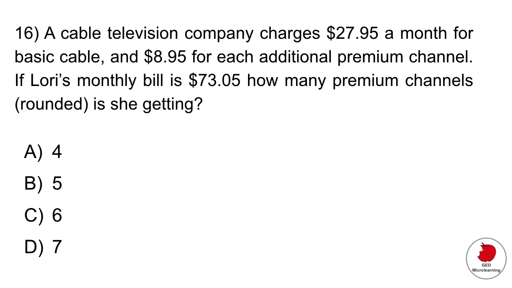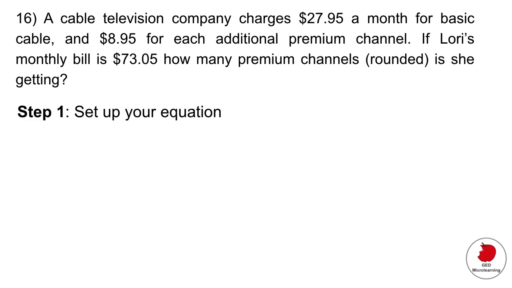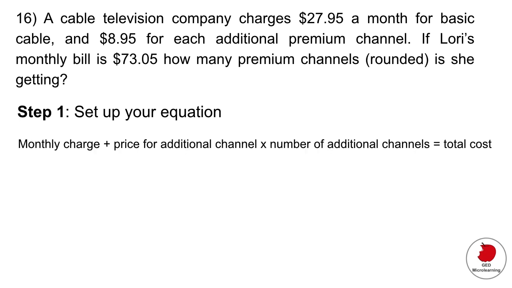Okay, so the first thing that I would do is set up your equation. I always like to think of it in words before I think of it in numbers. So your total bill or cost would be the monthly charge for basic cable, which was $27.95, plus any additional channels that you get. Each additional channel is $8.95, and we will multiply that by x, because depending on how many additional channels you get, it's going to cost you more.